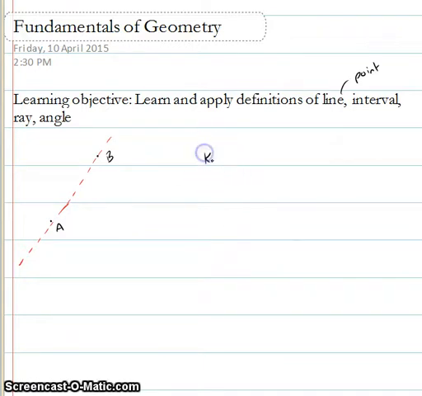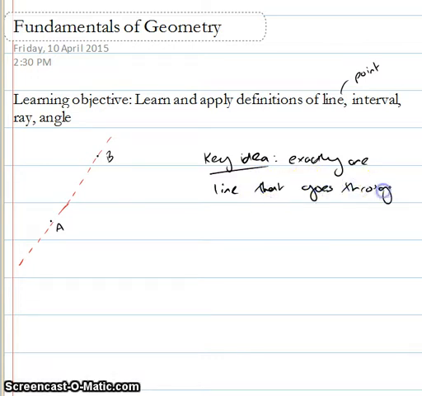So key idea: exactly one straight line that goes through any two points.